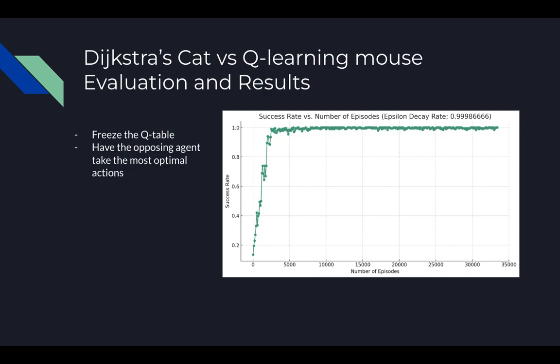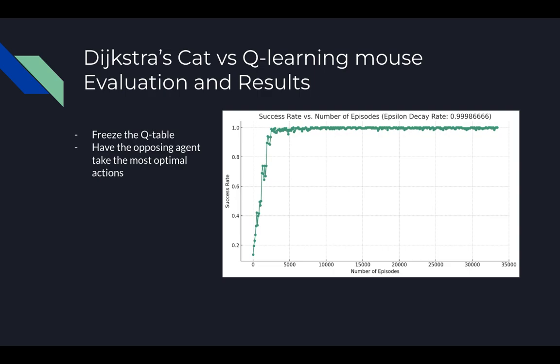The evaluation of the result was done every 100 episodes. The evaluation will then run 200 evaluating episodes in which it measures how the mouse is doing. There are two important requirements when evaluating the performance and running the evaluation episodes. The first is freezing the Q table so this does not affect our actual training process. The second is having the opposing agent take the most optimal action so that we may understand how well our learning agent is doing against a true environment.